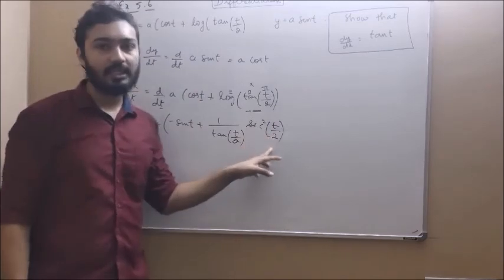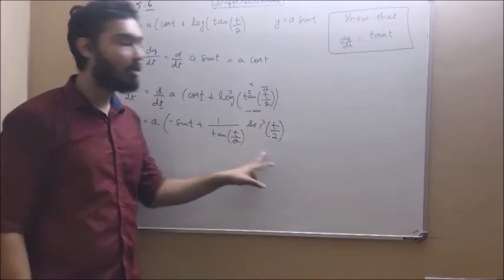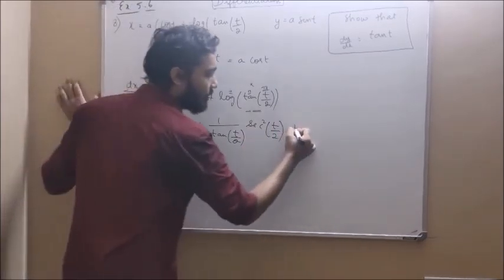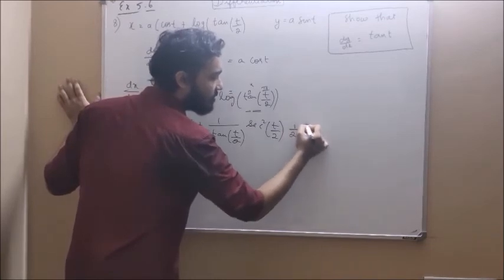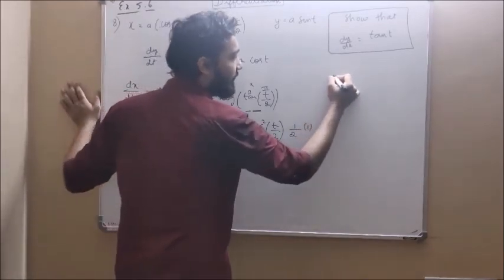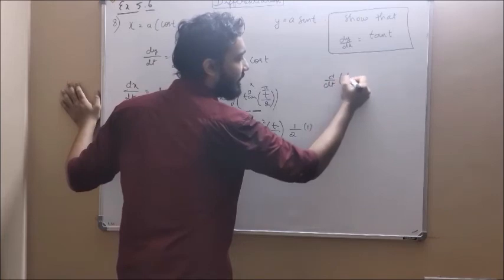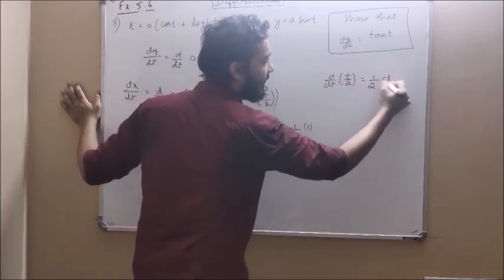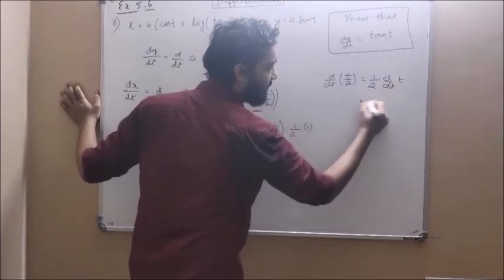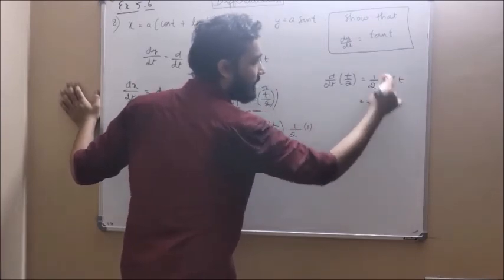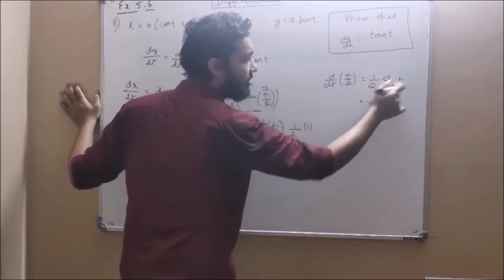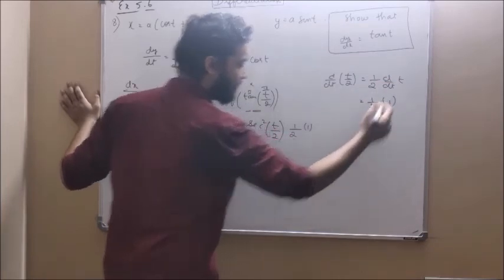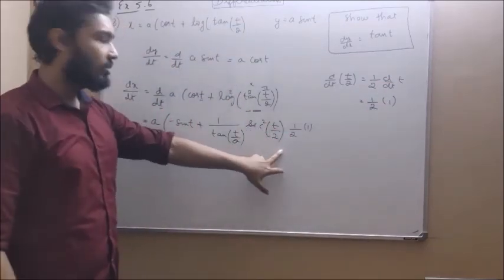Next we have to differentiate t by 2. What is the differentiation of t by 2? Half is common, take it out. d by dt of t: d by dx of x is 1, so d by dt of t is 1. So it is half into 1, which is half. So this is the value.